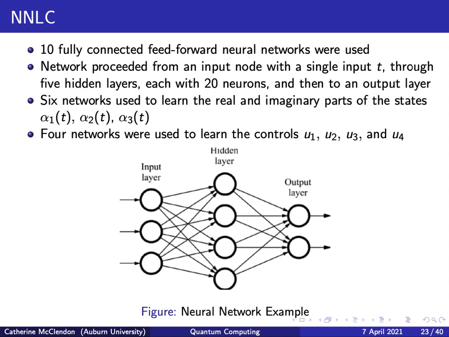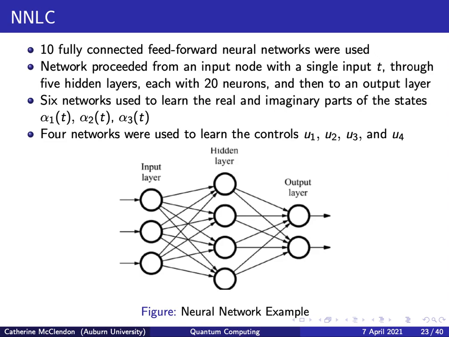In the NNLC approach, we used 10 fully connected feed-forward neural networks. A feed-forward neural network is one that proceeds in one direction without backpropagation. Here, the network proceeded from an input node with a single input t through 5 hidden layers, each with 20 neurons, and into an output layer. 6 networks were used to learn the real and imaginary parts of the states, alpha 1, alpha 2, and alpha 3. And then 4 neural networks were used to learn the controls, u1, u2, u3, and u4.